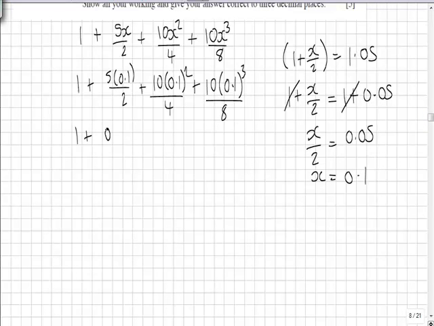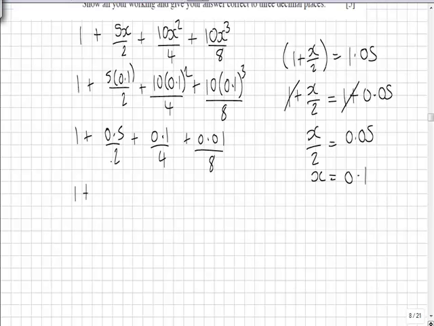5 times 0.1 is obviously 0.5 over 2. 0.1 squared you should know is 0.01. Multiply that by 10 gives you 0.1 over 4. 0.1 cubed is 0.001. Multiply that by 10 gives you 0.01 over 8. Now all these look quite tricky, but actually they work out to be quite straightforward.